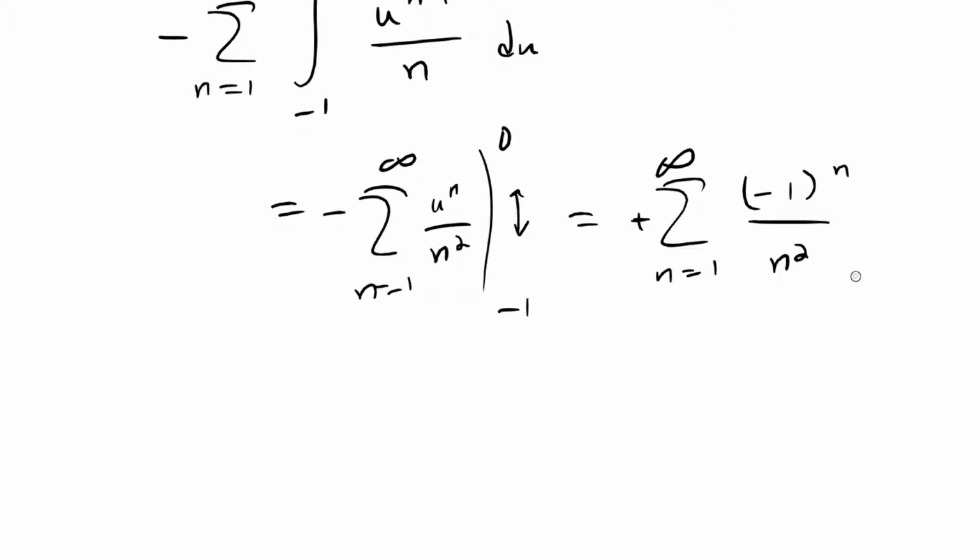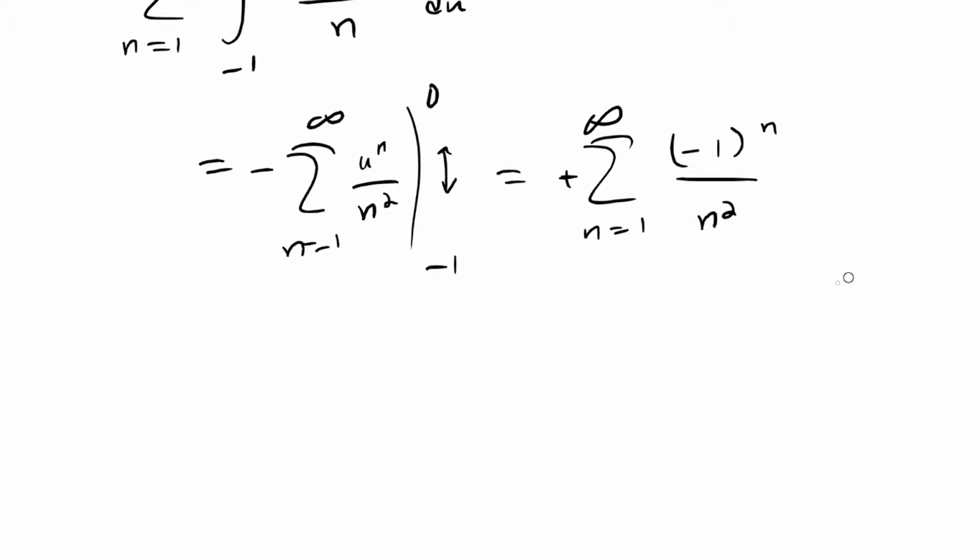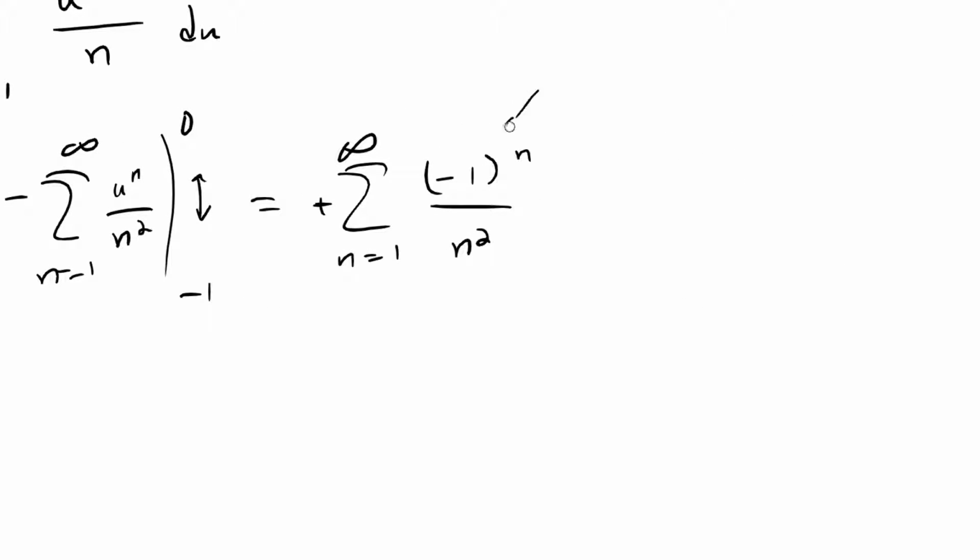And now what we actually want to do is increase this -1 exponent by 1. And so what I mean by that is we'll say this is equal to negative sum from n equals 1 to infinity of -1 to the n plus 1 over n squared. And the reason we're doing this will become apparent later.